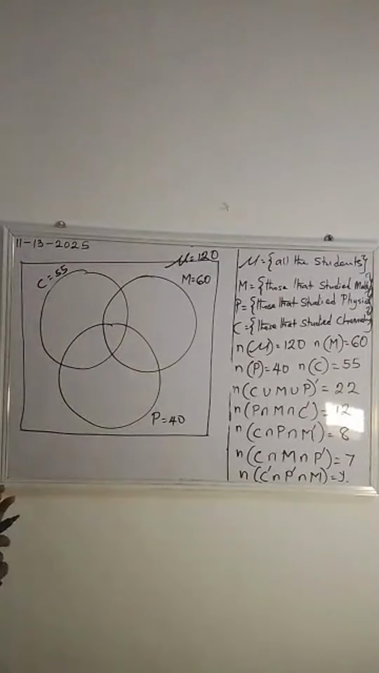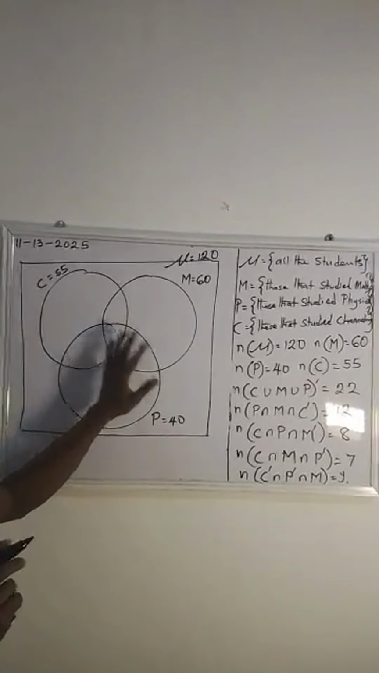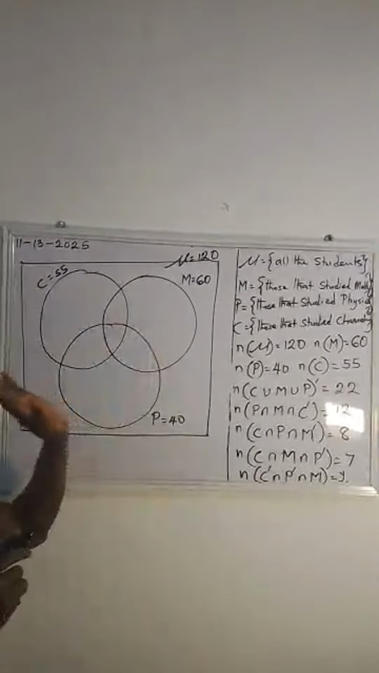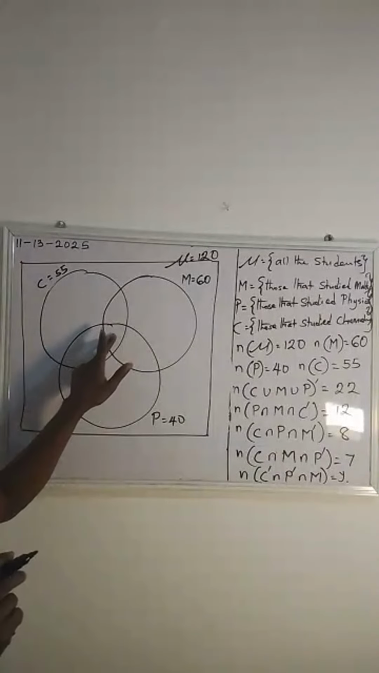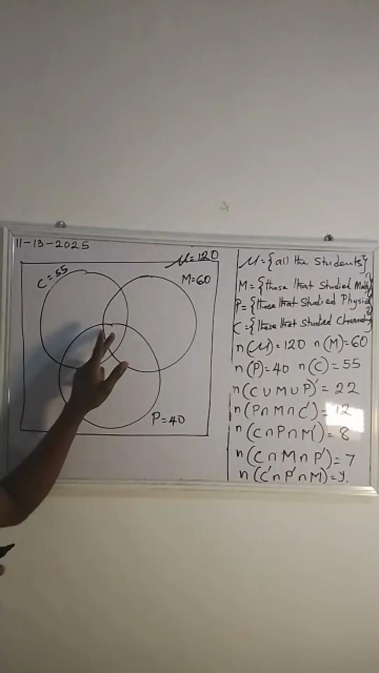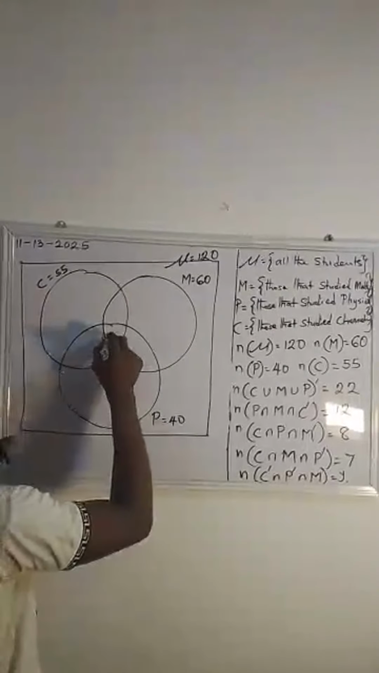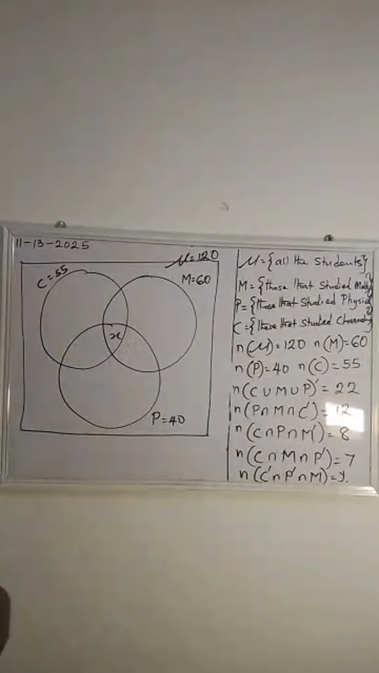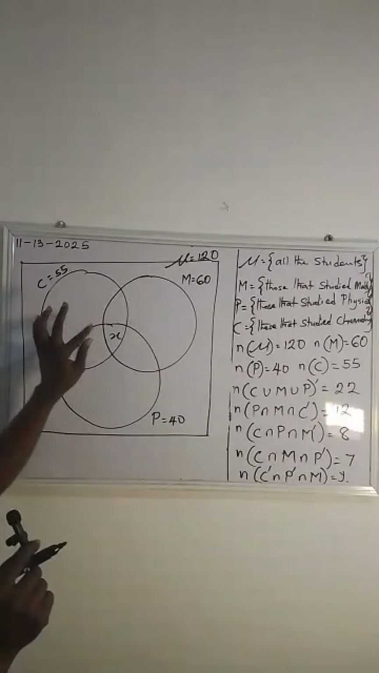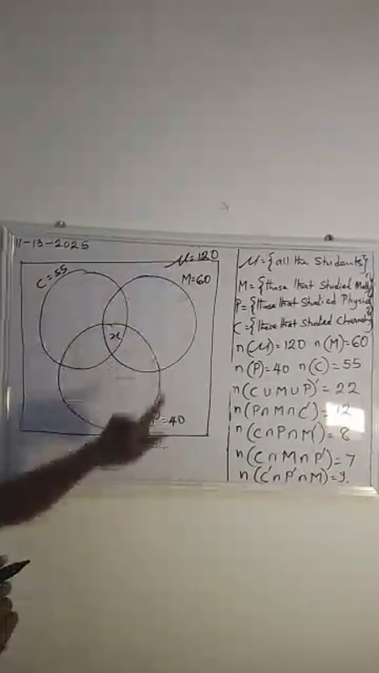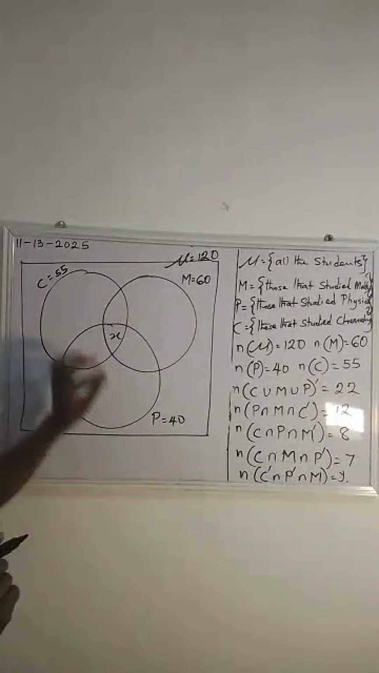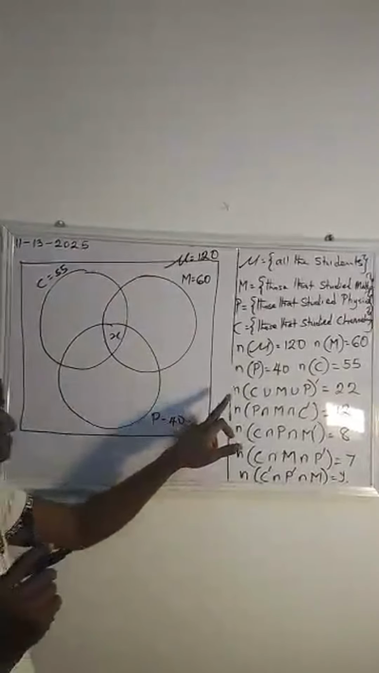All right. Now, we begin to enter our values. The first thing to enter is those that study the 3 subjects. How many study the 3 subjects? It's unfortunate we are not given. So we can represent that with X. Now, X will represent the set of those that study the 3 subjects. That is chemistry, mathematics, and physics.